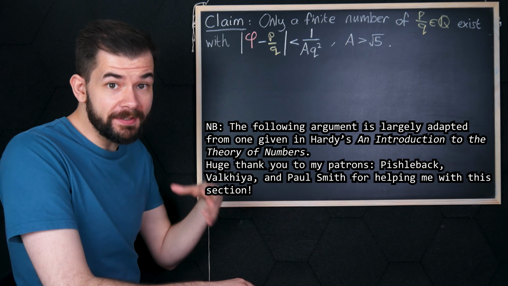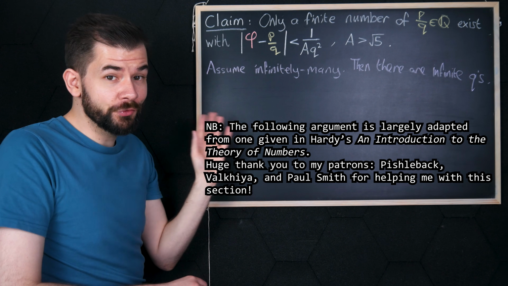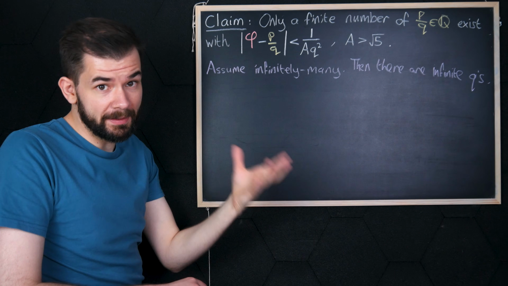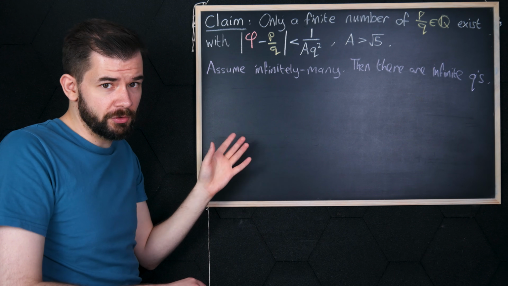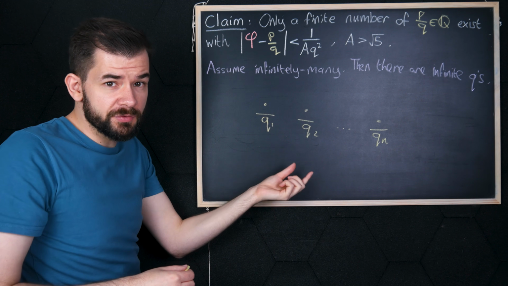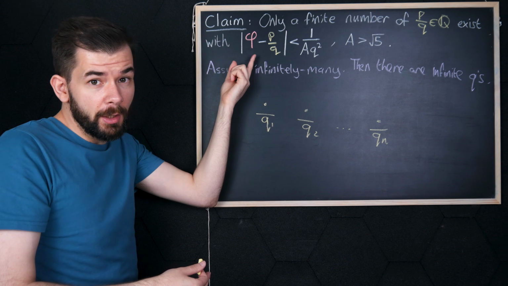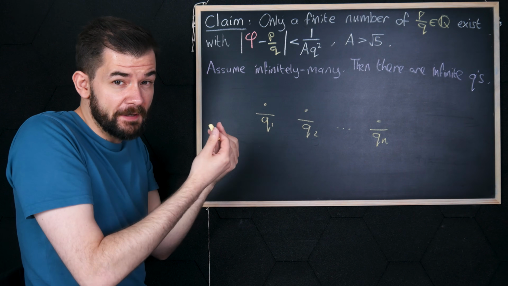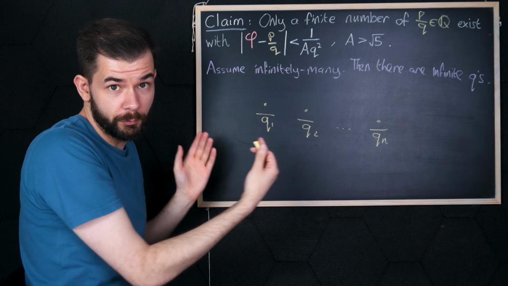Suppose for contradiction that infinitely many P and Q exist which satisfy this. Now, a subtle consequence of this is that there will be infinitely many Qs, which might sound like your local supermarket, but what I really mean is, if there were only finite Qs, then for each of these Qs, there will be a best P which approximates phi. But we're saying that these fractions get closer and closer to phi forever, and so we need to keep increasing the denominator as well to account for that.